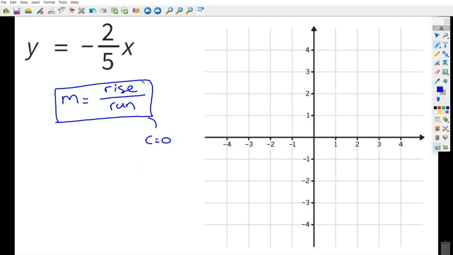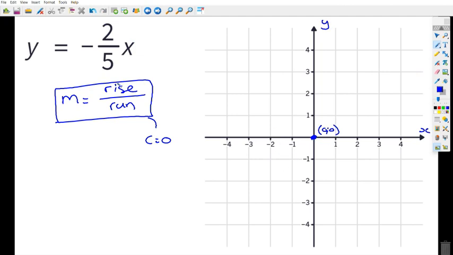So when my c value is 0, I know that this graph is going to cut my y-axis where? At 0. There's my x-axis, so it's going to cut there. It's going to cut through the origin, and my origin is going to be (0, 0).